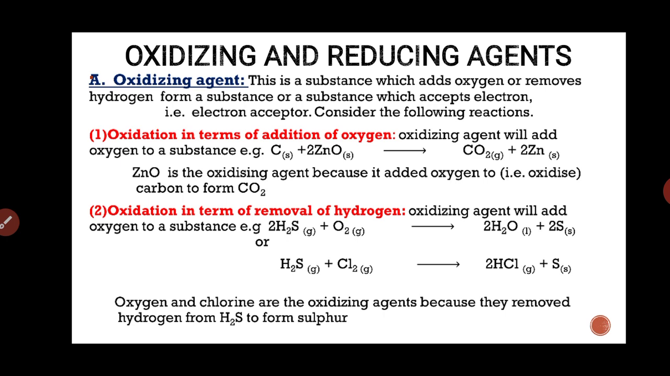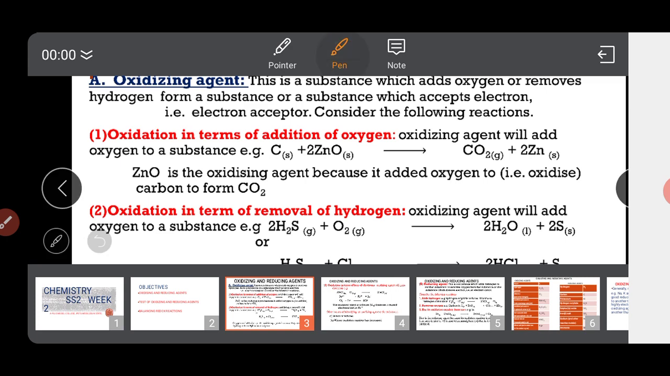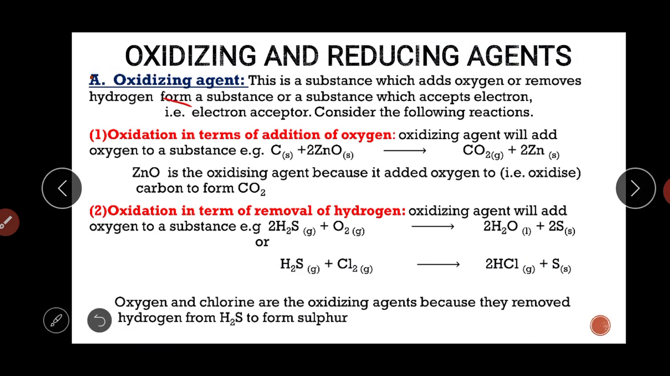Excuse me for this. This should be from a substance. It has a typographical error. Or a substance which accepts an electron. Don't forget that I told you under oxidation, I said oxidation is the addition of oxygen or removal of hydrogen or acceptance of electron. So whenever we have any substance that adds oxygen or removes hydrogen from a substance, or any substance that accepts electron, that particular substance is an oxidizing agent.